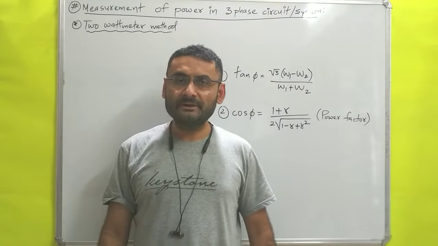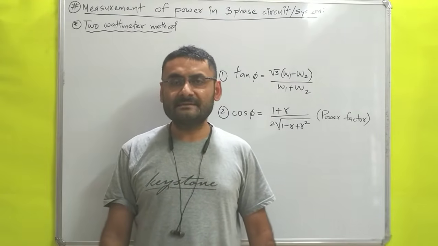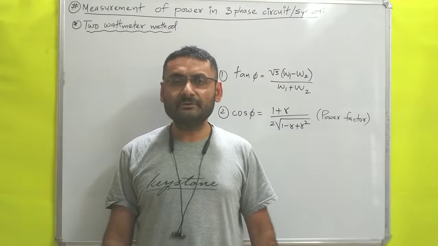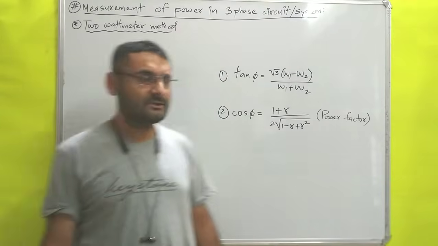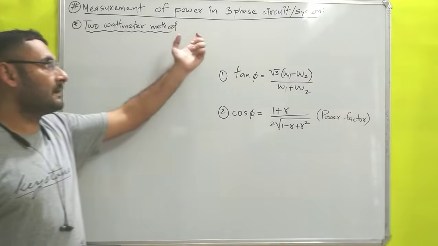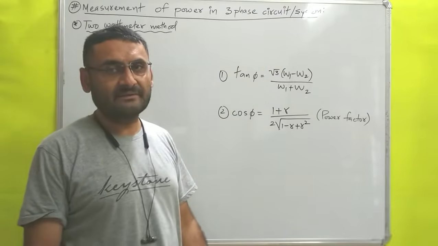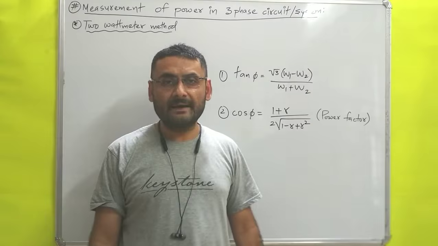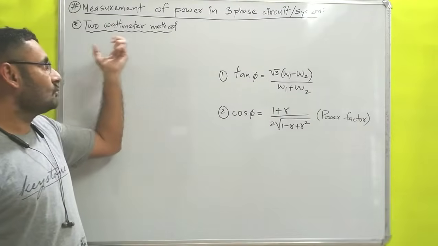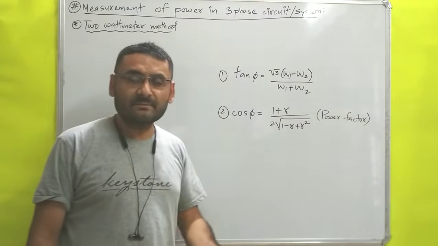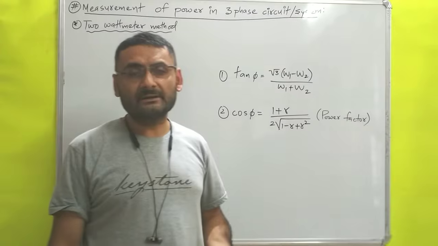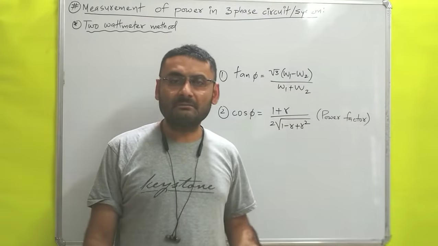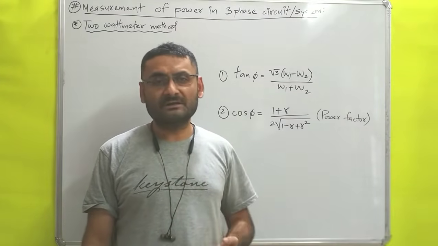Hello students, today we will study unit number 2, AC circuits, in which we are going to understand one topic, which is measurement of power in a three-phase circuit or three-phase system. So in this video we are going to understand one method, which is the 2 wattmeter method. That means with the help of 2 wattmeters, how you can measure the power of a three-phase system or three-phase circuit.